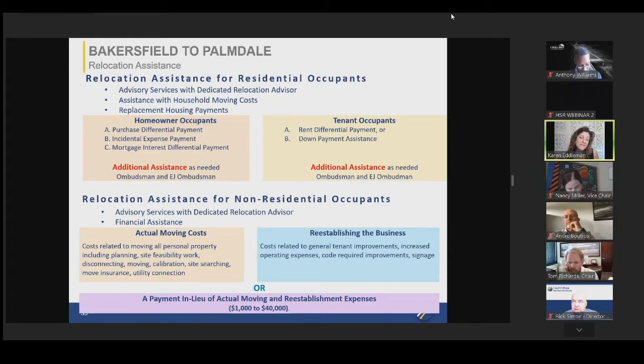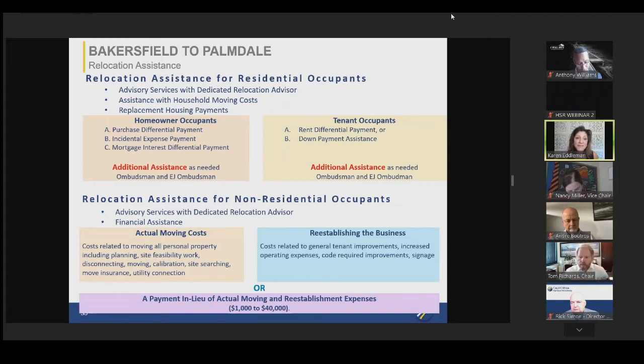And then there's financial assistance. So the financial assistance is, okay, how are you going to help me financially move from point A to point B? And so the first category is actual moving expenses. And that really is a category of what does it cost to move your personal property from point A to point B? And when we say move, we don't just mean move. We mean disconnect it, move it, reconnect it, permit, recalibrate, provide insurance in transit. If there's a foundation required for that piece of equipment, we make sure that that's covered.